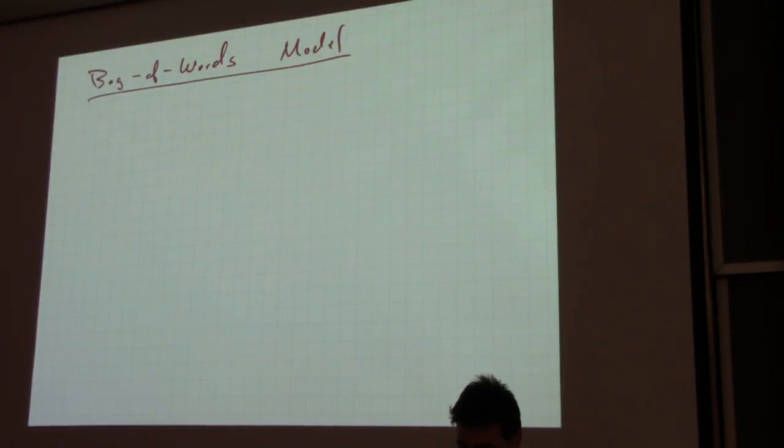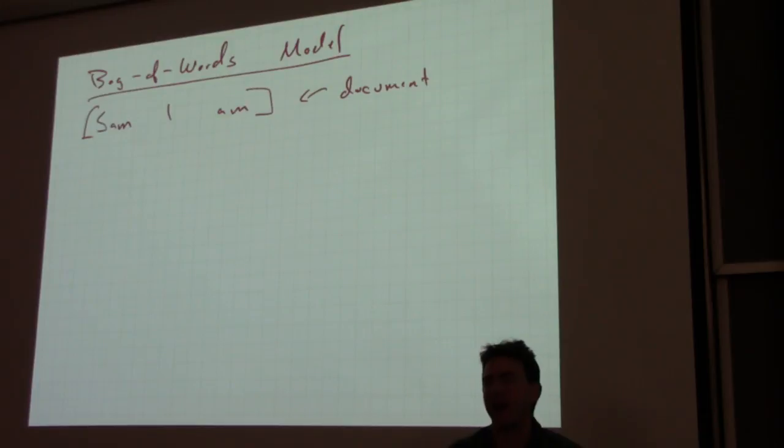So let me just give you a preview of this. If I have the words "Sam I am" as my document, I want to keep track of which words are in this document. And so the way to do this is I'm going to map this document.